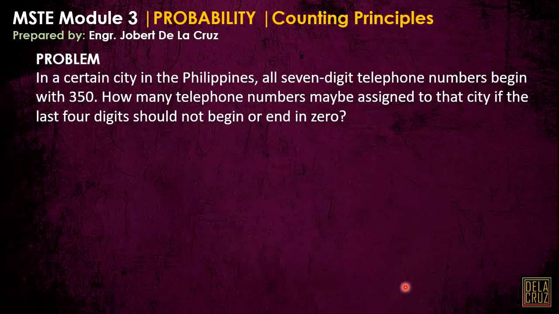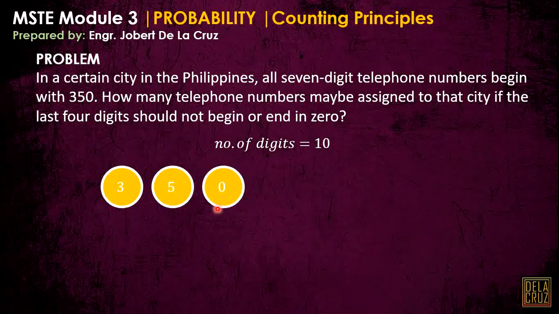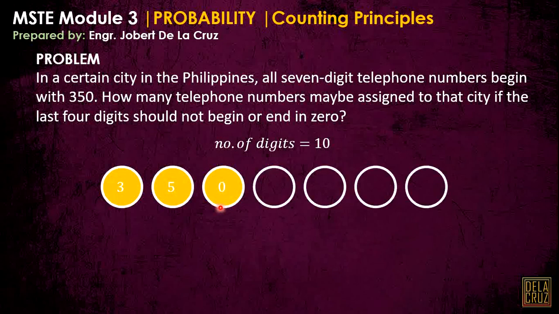In a certain city in the Philippines, all 7-digit telephone numbers begin with 350. How many telephone numbers may be assigned to that city if the last 4 digits should not begin or end in 0? First of all, we have the number of digits possible, our choices. Then 350 are the first 3 digits of the telephone numbers, and of course, 4 digits are left to fill, the same as before.